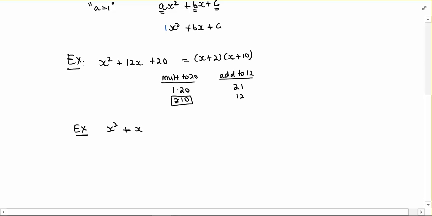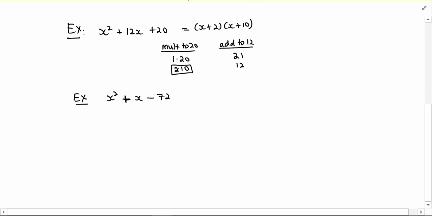Let's say, yeah, plus x minus 72. Okay, now negative numbers give people a bit of a hard time because one of the signs is positive and the other one is negative. But you know, don't sweat it, just do the math. So it must multiply to a negative 72 and add to a 1.